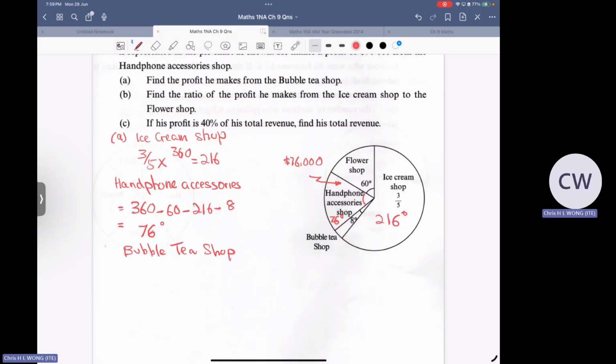76 degrees gives you 76,000. Normally I'll find out 1 degree, which I'm not going to do. 8 degrees will be 76,000 divided by 76 times 8, which gives 1,000 times 8, so 8,000. So the profit for the bubble tea shop is $8,000. First answer.